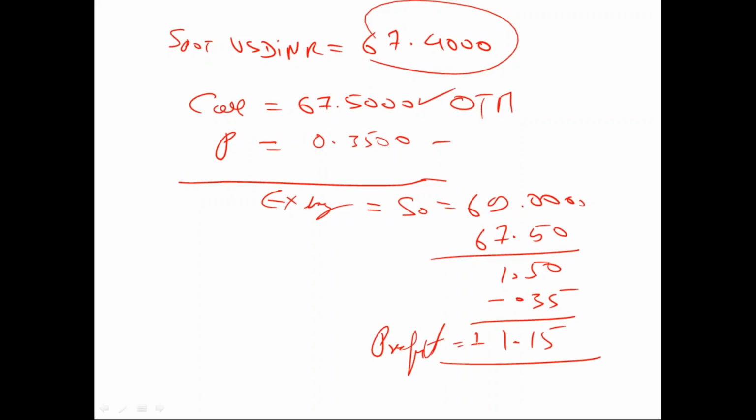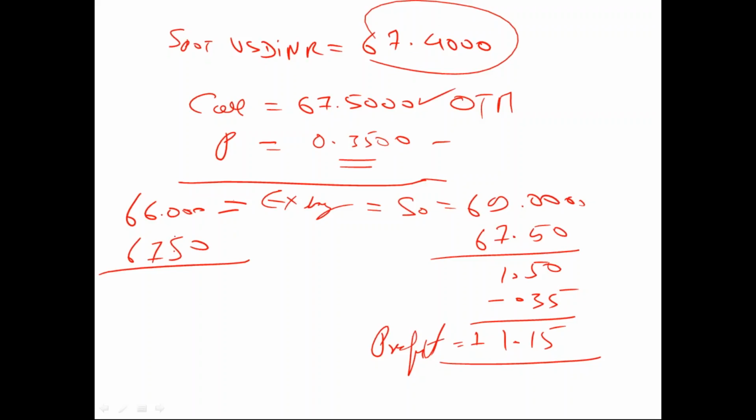So lot size is, let's say, 1000. So you will be receiving 1015 rupees, 1015 rupees you will receive. It's as simple as that. If the market falls, let's say on the date of expiry, if the market goes below 67.5, say the market goes to 66.00, in that case, you don't exercise the option contract. Your maximum loss is 0.3500. And there will be no intrinsic value, so the entire premium is lost.